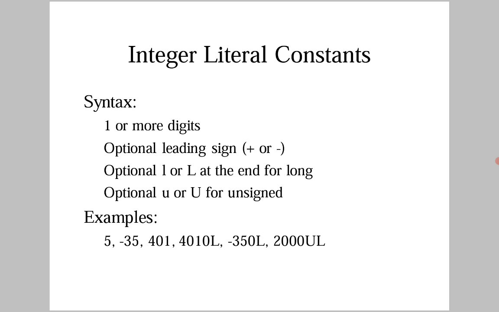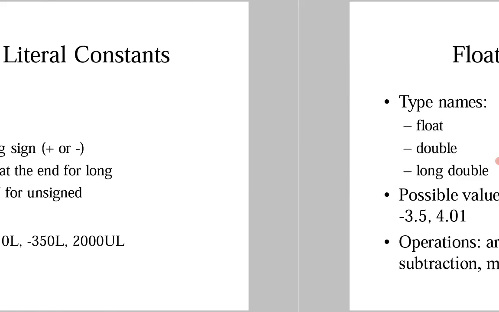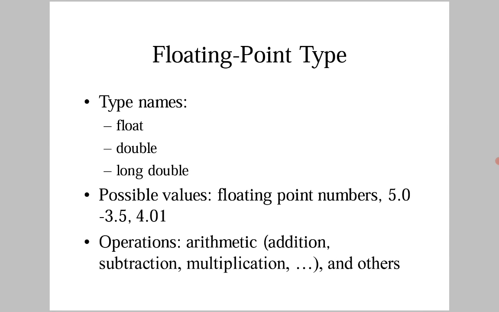So what are integer literal constants? Syntax: one or more digits, optional leading plus or minus, optional l or L at the end for long, optional u or capital U for unsigned. Examples. So floating point types. What are floating point types? Floating point means real numbers. Floating point numbers are also called real numbers or decimal numbers.